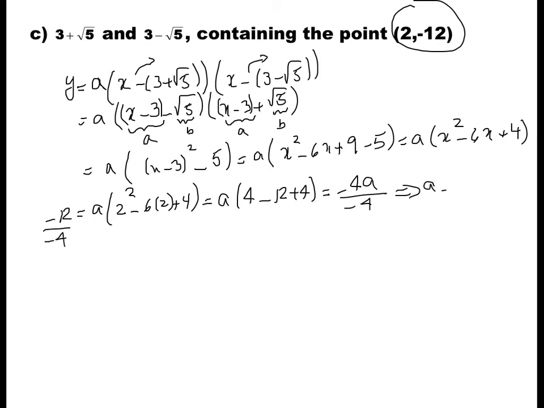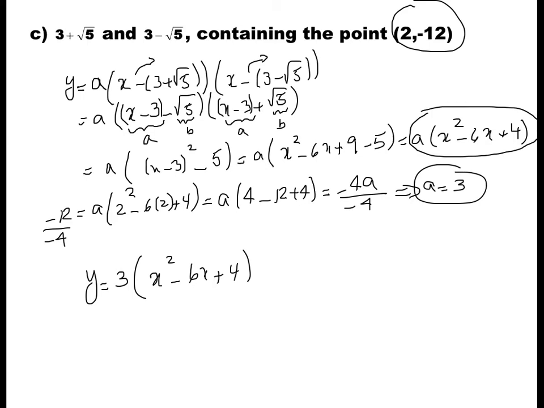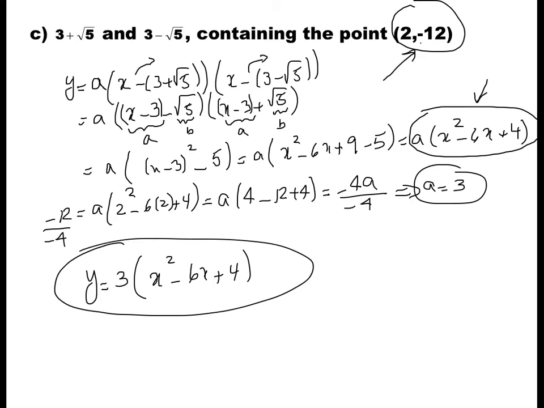From here I get a is equal to 3. So I get y is equal to 3 times x squared minus 6x plus 4. So again, our family of quadratic is going to be this one. And to find the unique quadratic equation that goes through this point, I'm going to substitute this point back into this equation to find a, and I found a to be 3, so this is going to be the equation of the parabola that has these two zeros and goes through this point.